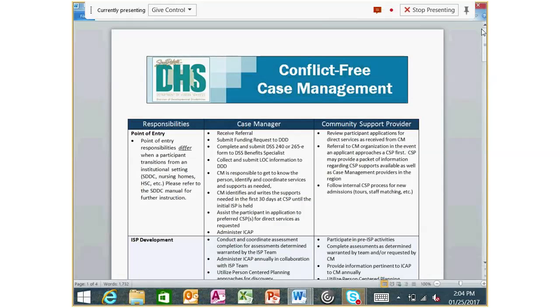So they can provide a packet of information about the supports that the CSP provides, as well as those case management providers. In the event that the person has a case manager who is helping them apply for direct services, really the CSP's role is just as usual to be reviewing those applications and going through the typical admissions process, and facilitating those tours, looking at staff matching, and really honing in on what the person is needing and wanting versus the availability at the CSP.